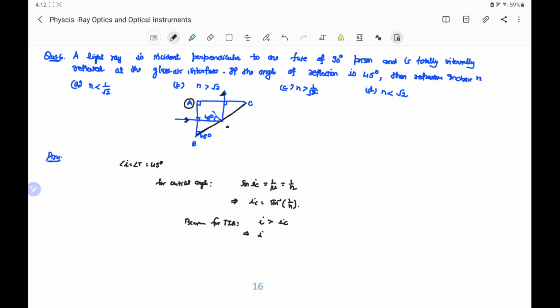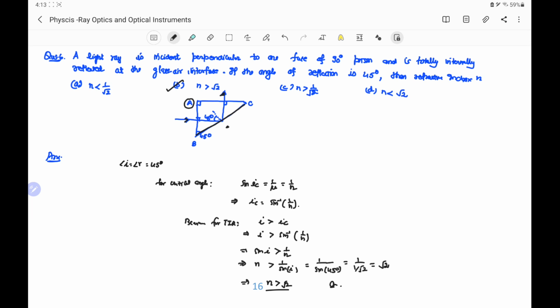In that case, i is greater than sin inverse 1 by n, or sin i is greater than 1 by n. This can be rearranged as n is greater than 1 by sin i, because sin i and n both are positive. Angle of incidence at the interface BC is 45 degrees. So it can be written as 1 by 1 by root 2, that is equal to root 2. So finally we can write that the refractive index of the medium should be greater than root 2. This is the answer. So option B is the correct option.